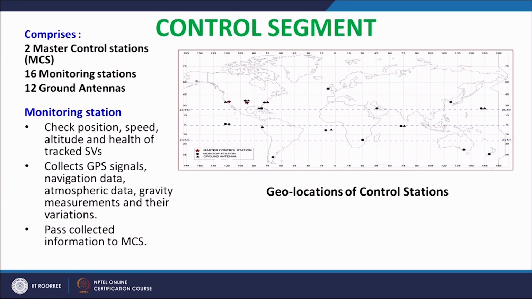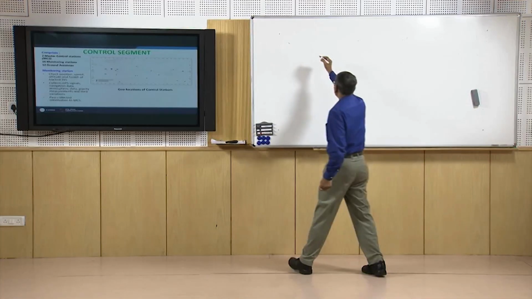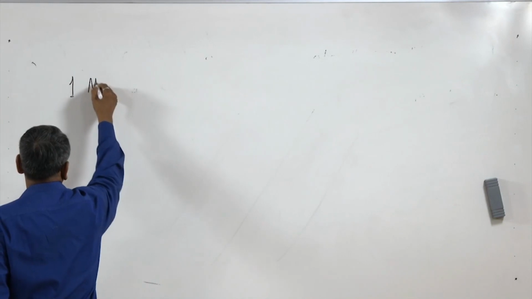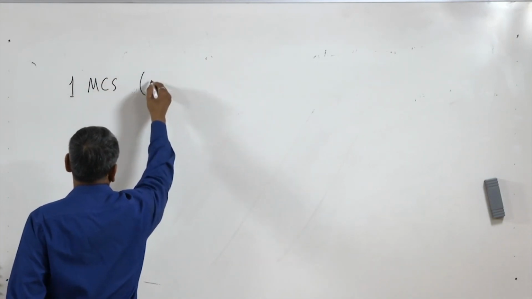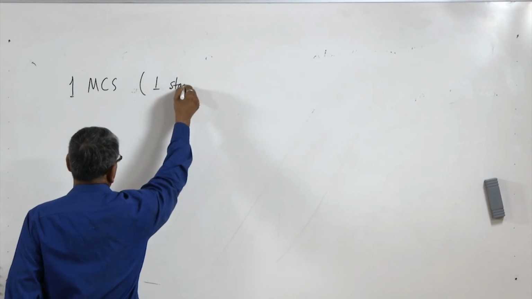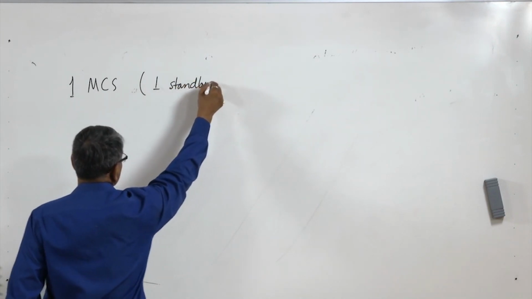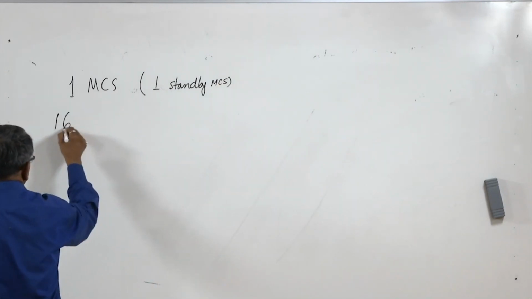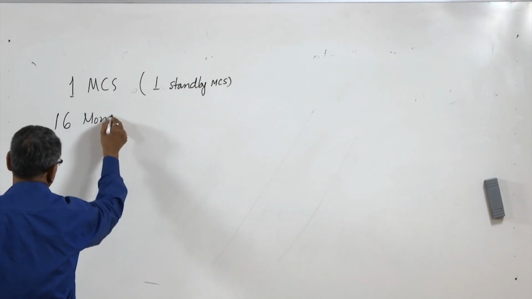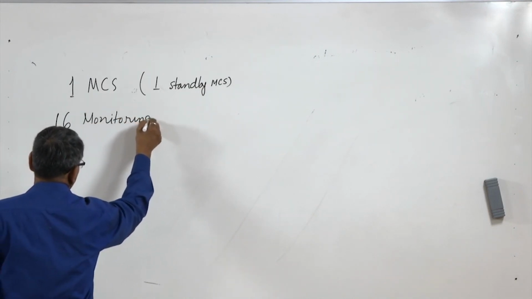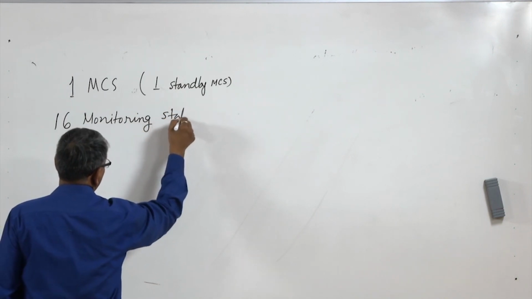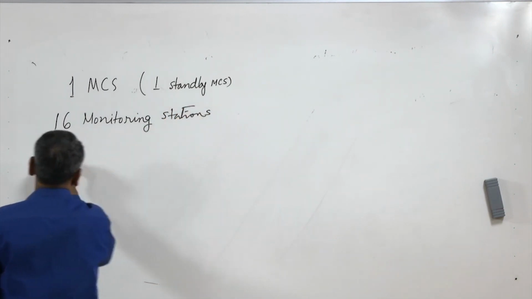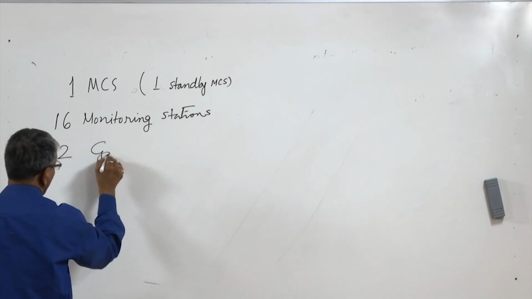Next, the control segment. The control segment of a GPS system consists of one master control station, another standby master control station, 16 monitoring stations, and 12 ground antennas.